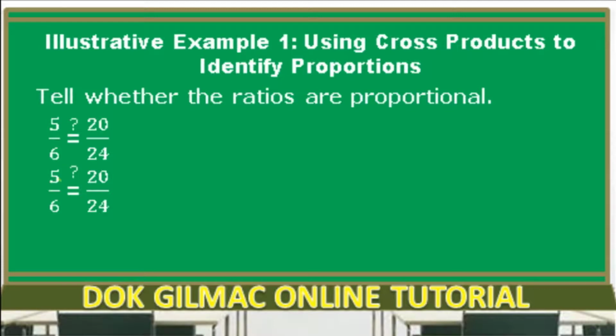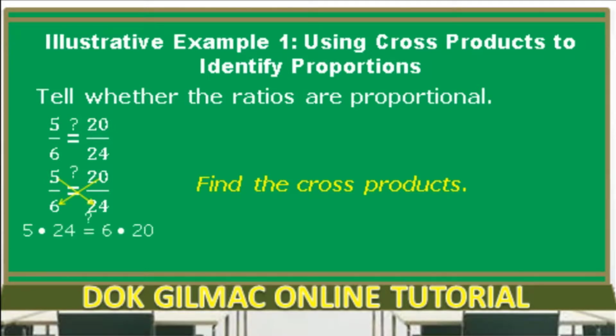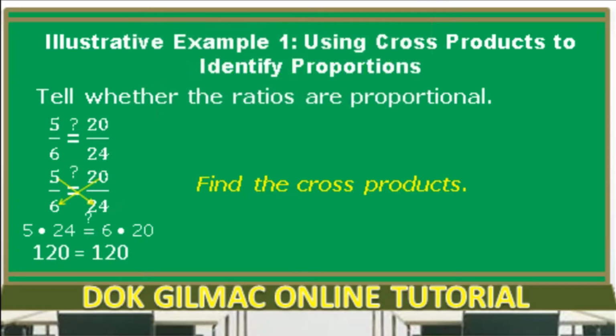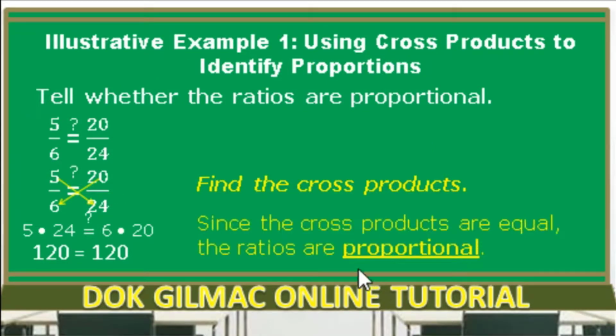So from here, we get their cross products, 5 times 24 and 20 times 6. Find the cross products. So we have 5 times 24 is equal to 6 times 20, which is simply 120 is equal to 120. Since the cross products are equal, the ratios are proportional.